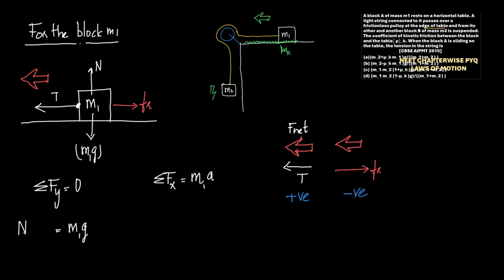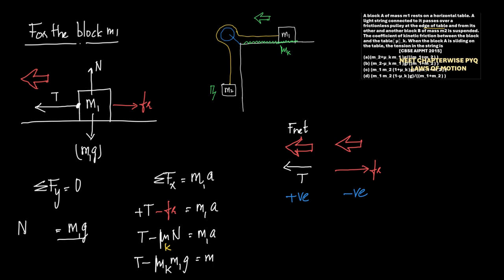So when we write sigma fx, we write T minus Fr is equal to m1 into a. Now what is Fr? Fr is mu into N. Which mu are we talking about, static or kinetic? Since the body is sliding, this friction is kinetic in nature. So it is T minus mu k into N. What is N? From this equation, N is equal to m1g, so T minus mu k m1 g is equal to m1 into a. This is our first equation.